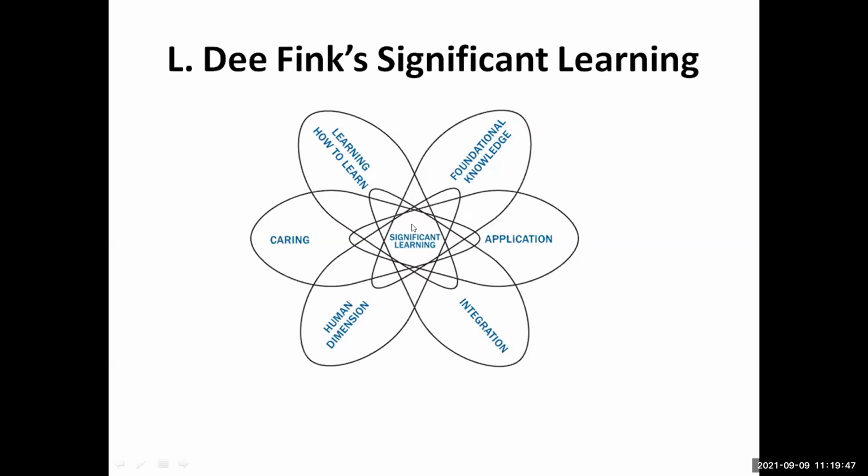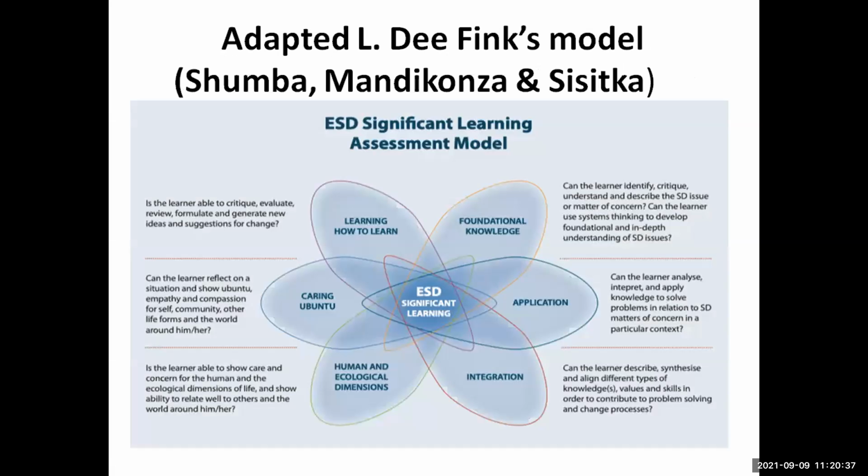In other words, in this framework, significant learning is associated with having foundational knowledge, being able to apply the knowledge to real life situations, being able to integrate a variety of knowledges, if you like, and having a human dimension which is related to the care and learning how to learn. And so in this framework, all these learning outcomes, which you can categorize in this manner, are very important as part of this significant learning. And what we have done is to look at this and adapt that learning framework as developed by L. D. Fink.